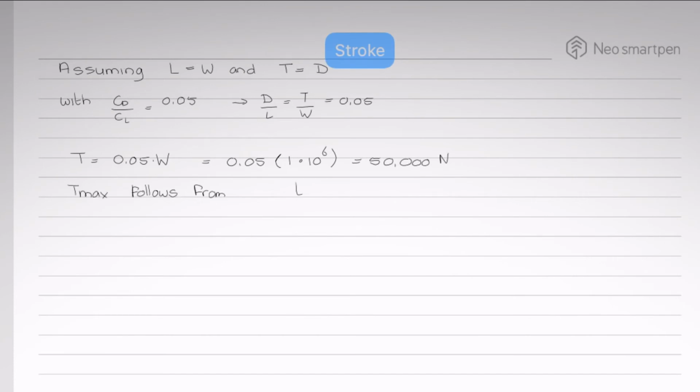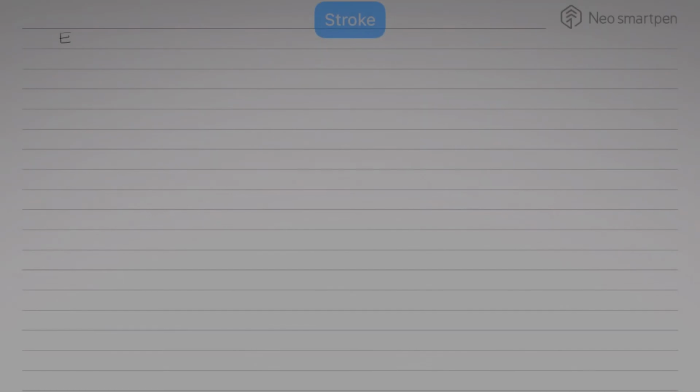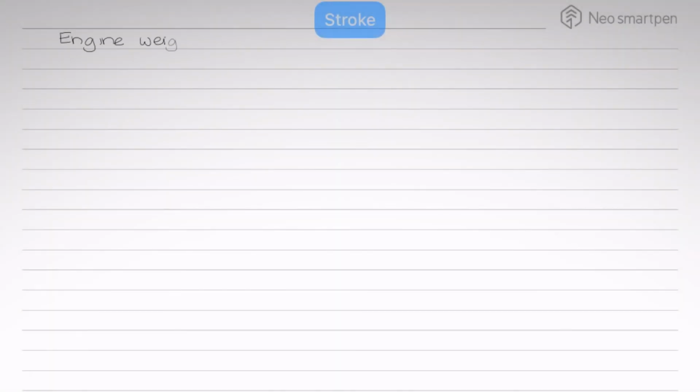For the cruise thrust, you were given that the cruise thrust is equal to 0.2 times the maximum thrust. Hence, the maximum thrust is 5 times the cruise thrust, which is 5 times 50,000, or 250,000 Newton. Next, we determine the engine weight. The engine weight was given as the maximum thrust divided by 2.083. Substitution of the numbers gives 250,000 over 2.083, which equals 120,000 Newtons.